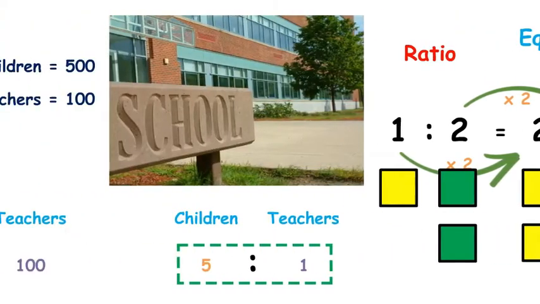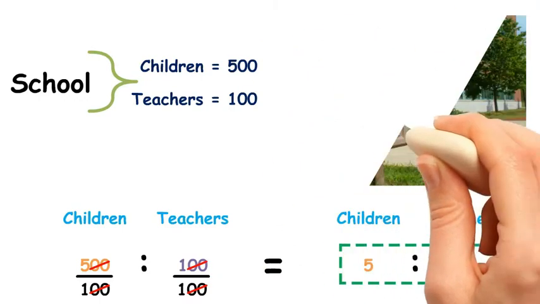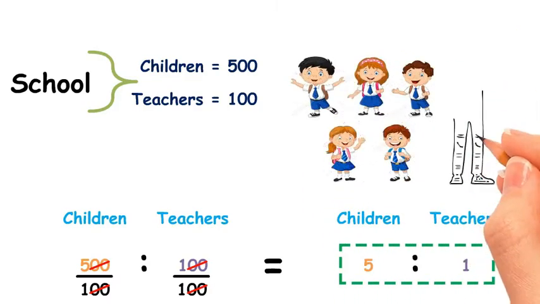Let's move to the previous question. 500 is to 100 is equal to 5 is to 1. If we divide 500 is to 100 by 100, after simplification, we will get 5 is to 1. 5 is to 1, what does it mean? It means, for every 5 students, there is 1 teacher.